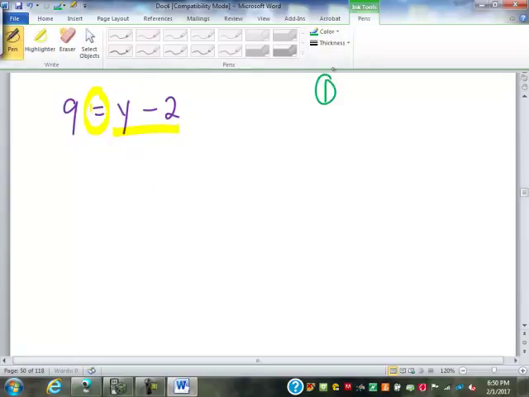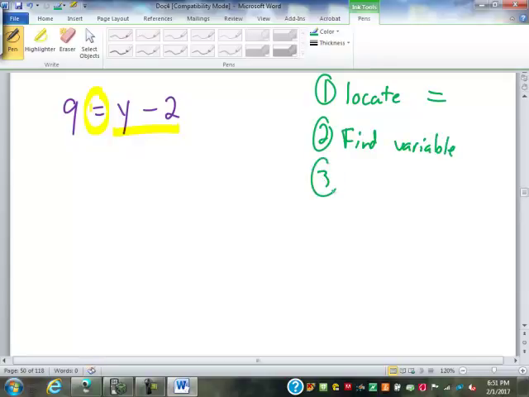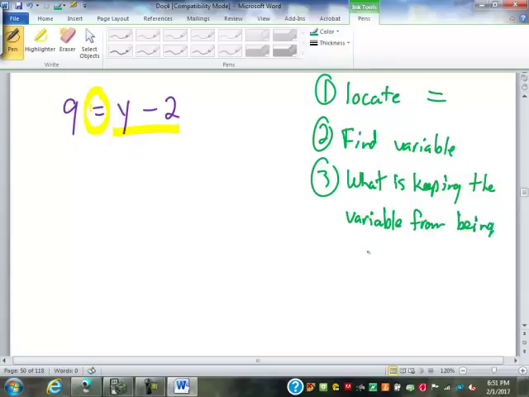So step 1, locate the equal sign. Step 2, find the variable. Step 3 now is to ask yourself, what is keeping the variable from being alone on that side of the equation? So right now it's the 2.